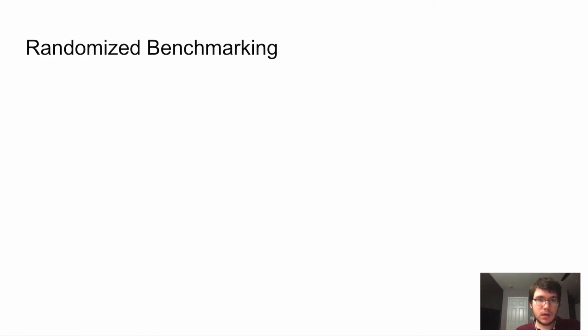Okay, the last thing I want to talk about is a scalable alternative to tomography, but it only partially characterizes the errors. It's randomized benchmarking, often referred to as RB. The RB protocol consists of several steps. The first is to generate what are called RB sequences. So what we want to do is form RB sequences. Okay, and so what this involves is that we want to uniformly at random sample Clifford gates.